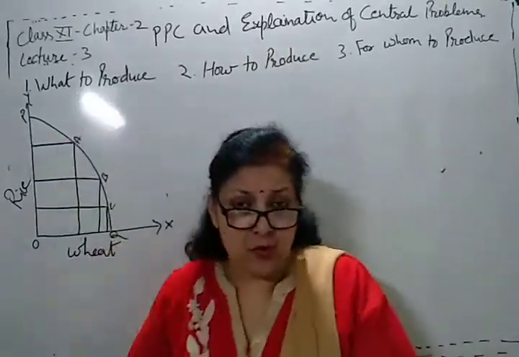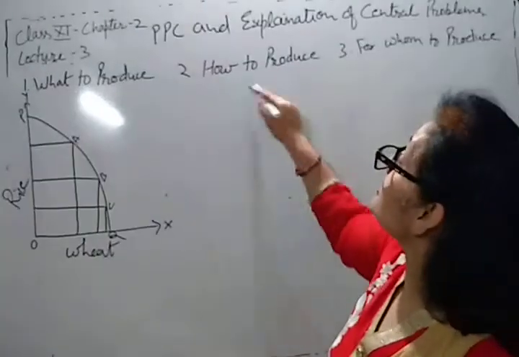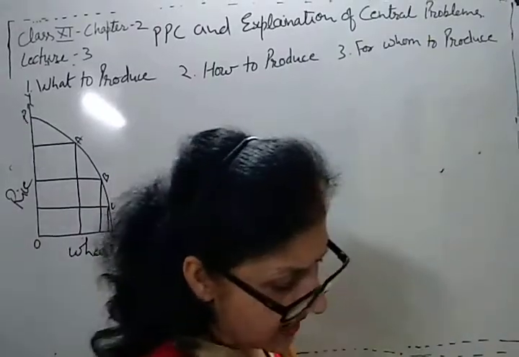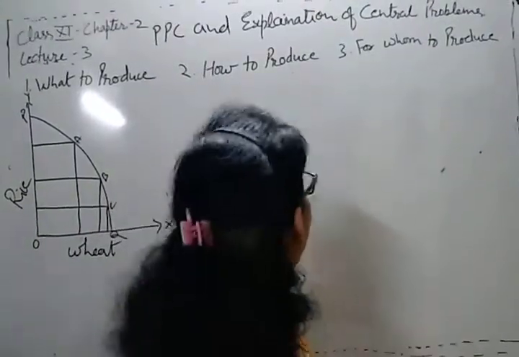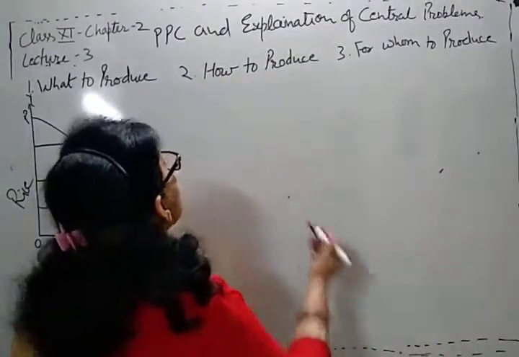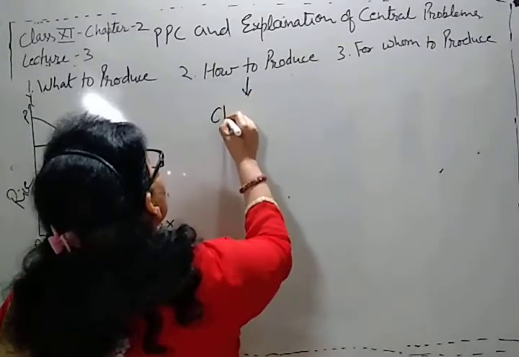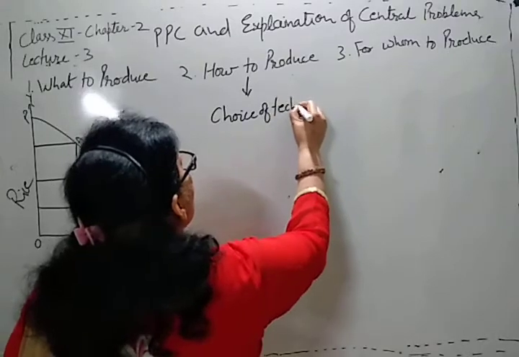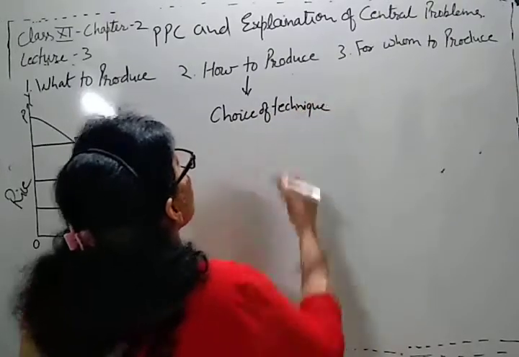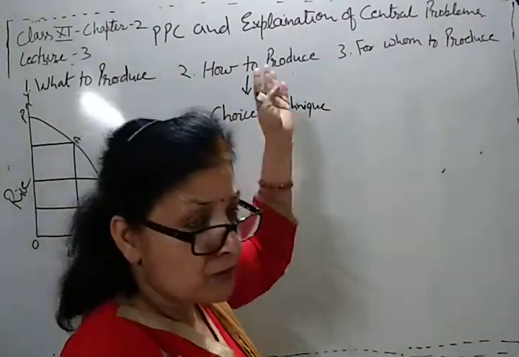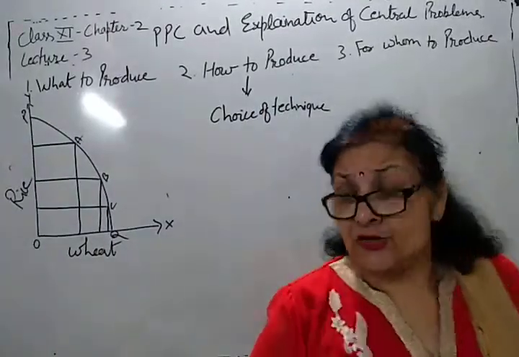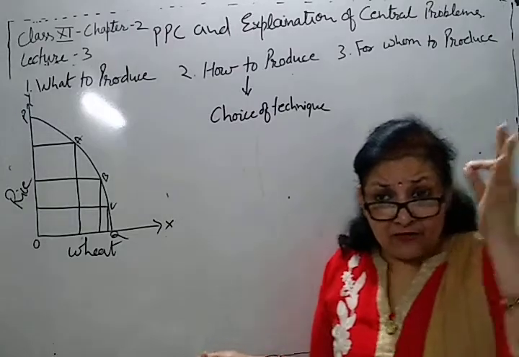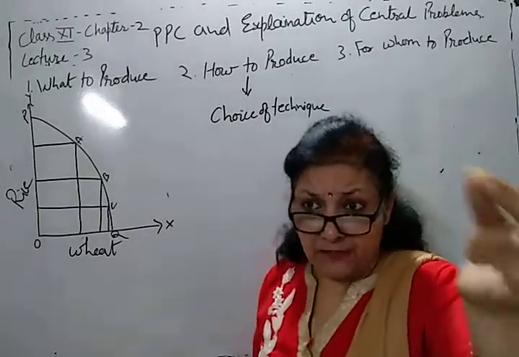Now come to the second, how to produce. How to produce is the other central problem of the economy, and this problem relates to choice of technique. The problem of how to produce relates to the choice of technique. Which technique should be adopted?